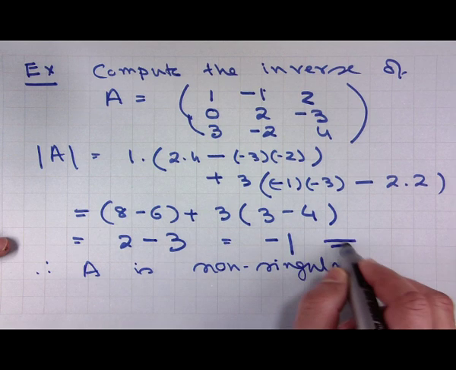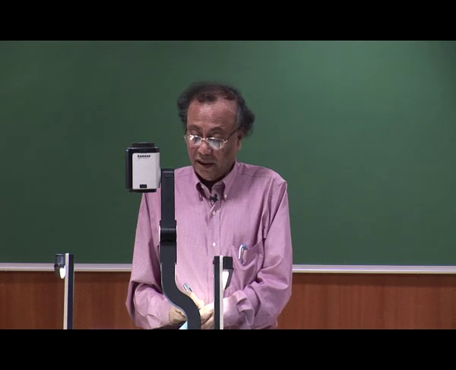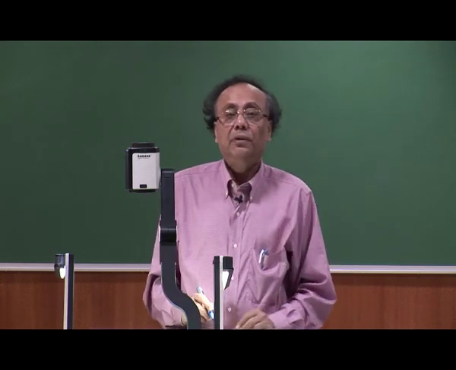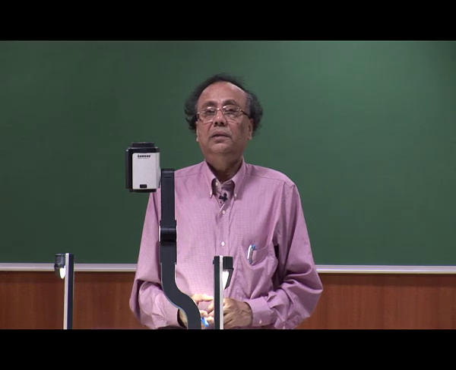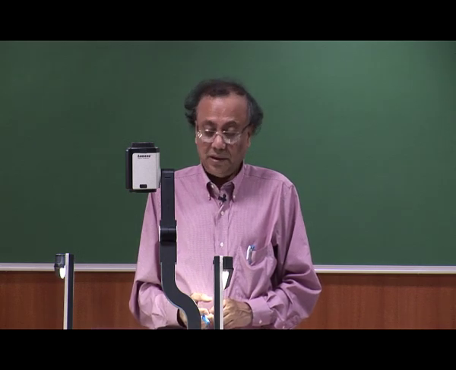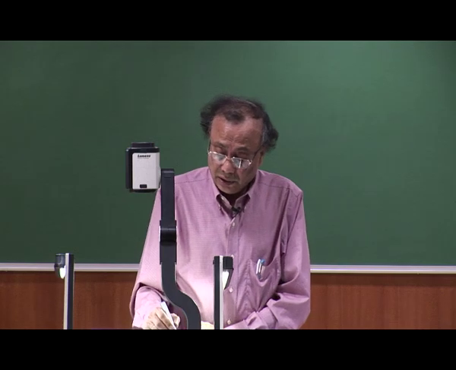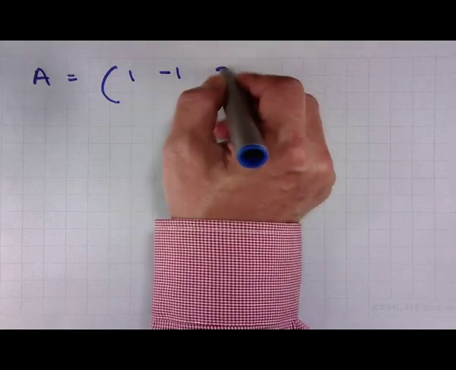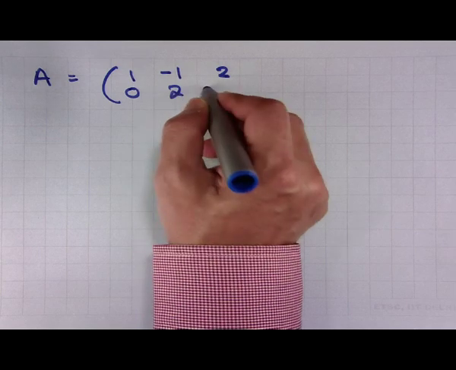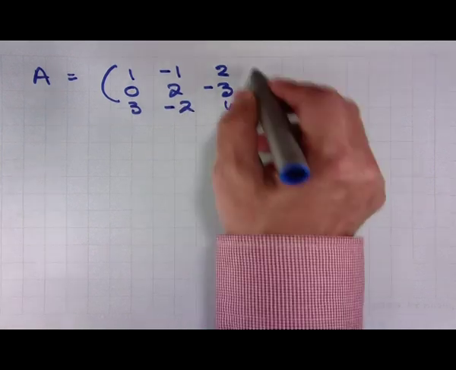Since this is not equal to 0, therefore, we can compute A inverse by computing first the adjoint of A and then dividing it by the determinant, namely minus 1. Now, A is equal to 1 minus 1 2, 0 2 minus 3, 3 minus 2 4.